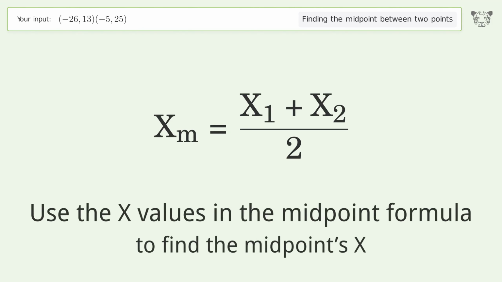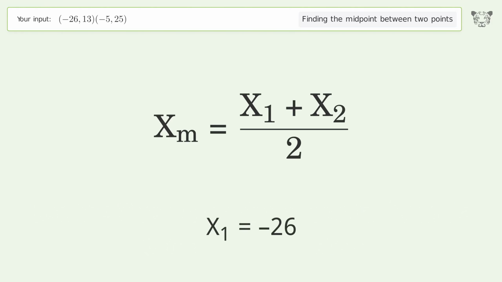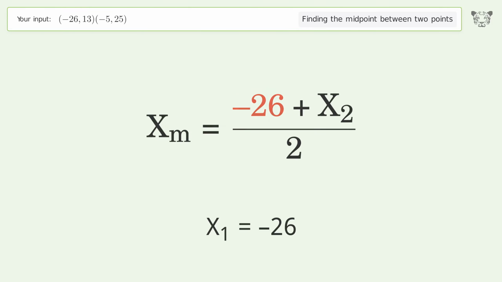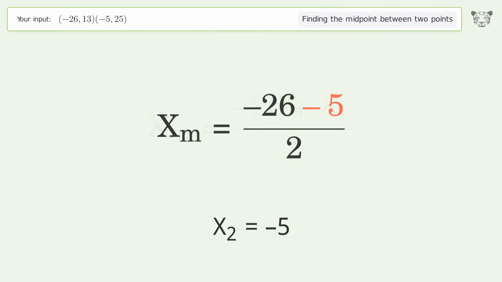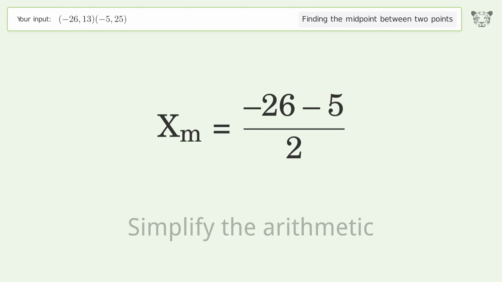Use the x values in the midpoint formula to find the midpoint's x. x1 equals negative 26. x2 equals negative 5. Simplify the arithmetic.